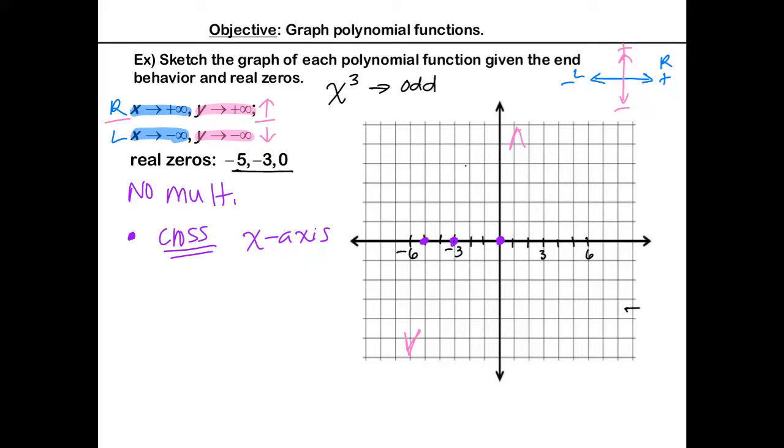And then we're going to just connect everything from left to right. So start at the left side, end up at the right side. We're going to cross every time because there's no multiplicity. So we're going to cross, cross, cross, and end up at the top. And like I said earlier, this part doesn't matter, how far up or how far down you go. You can go way up here if you want and way down there, as long as you're crossing where you're supposed to be crossing and your arrows are pointing in the right direction.